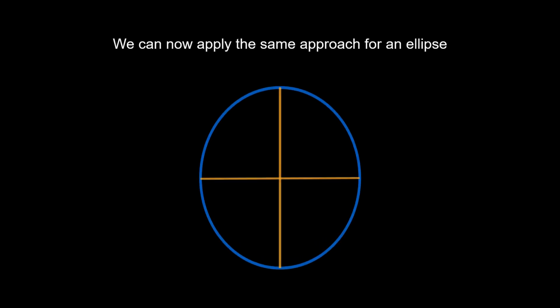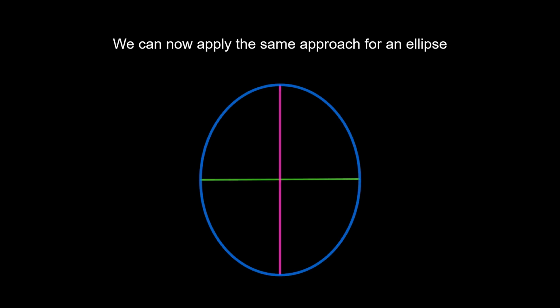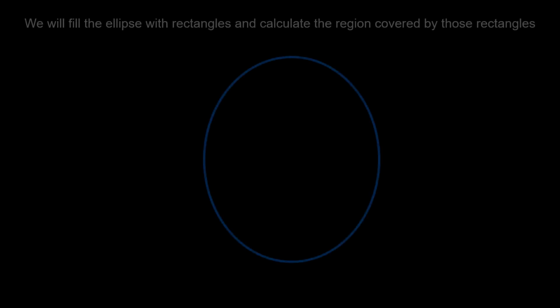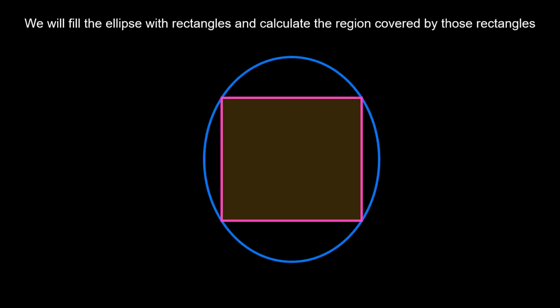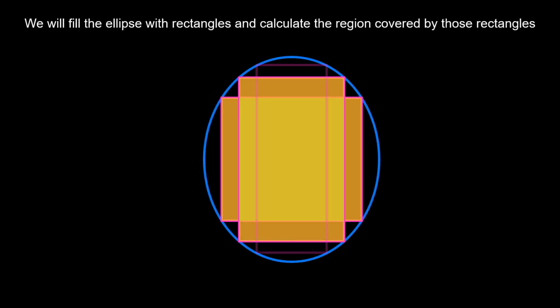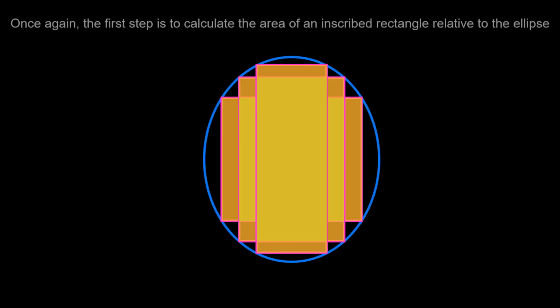We can now apply the same approach for an ellipse. We will fill the ellipse with rectangles and calculate the region covered by those rectangles. Once again, the first step is to calculate the area of an inscribed rectangle relative to the ellipse.